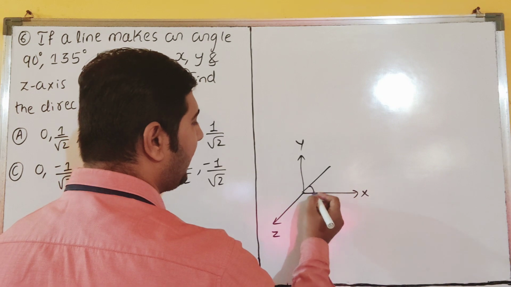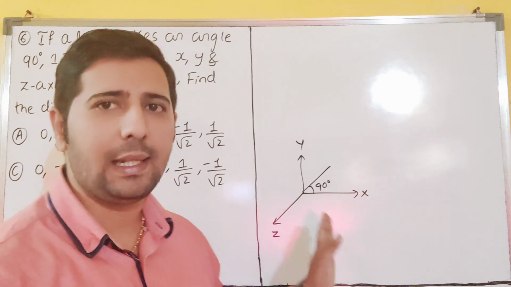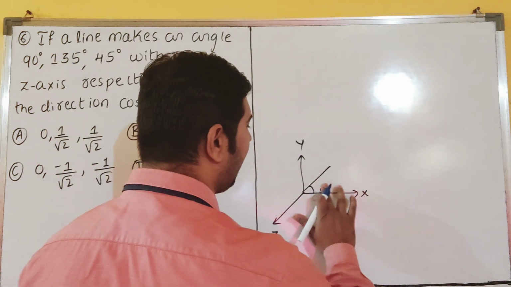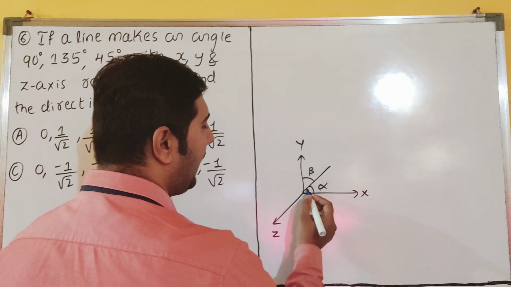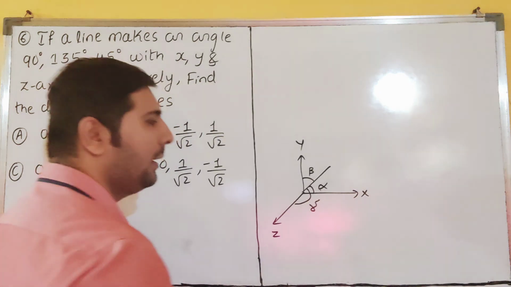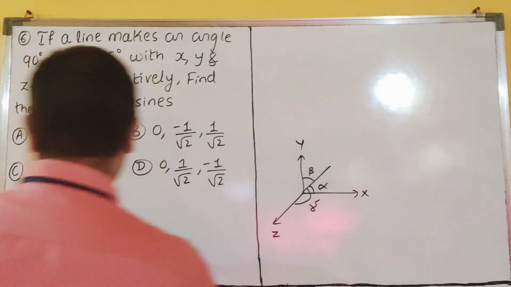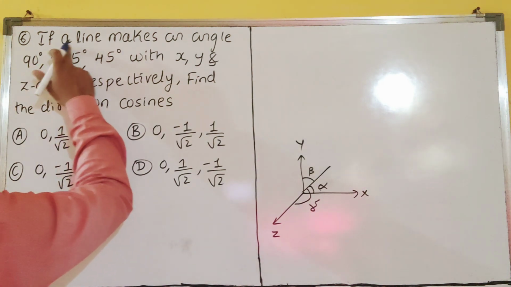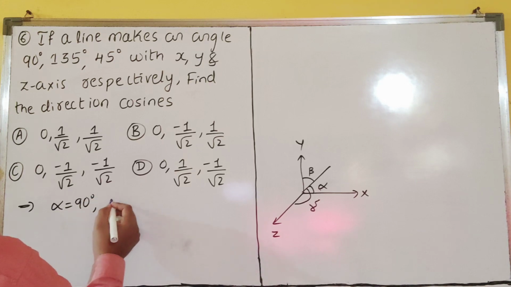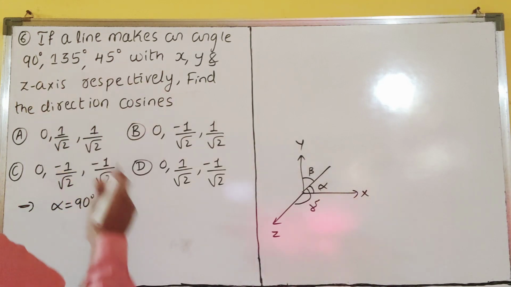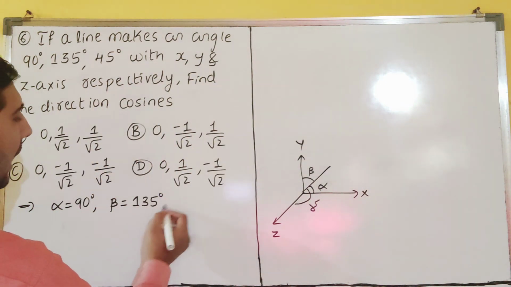Let us think the x axis is making 90 degrees, dear students. Actually, it is not 90 degrees, I know that, but still I am saying it. With the x axis it is making alpha, with the y axis beta, with the z axis gamma, dear students. Alpha is given as 90 degrees with the x axis, beta with the y axis respectively is given as 135, and gamma is 45 degrees.